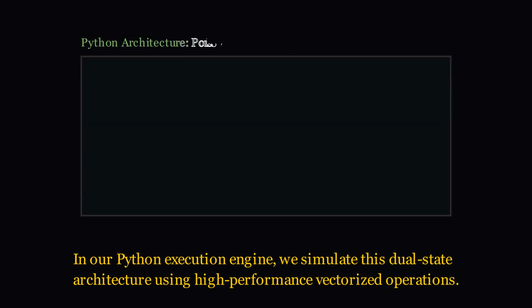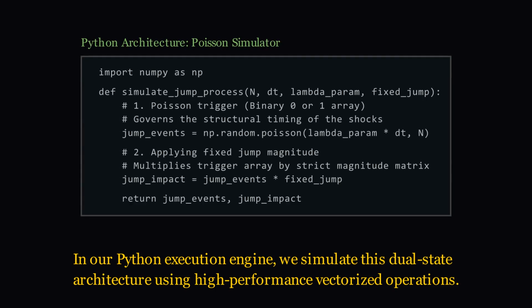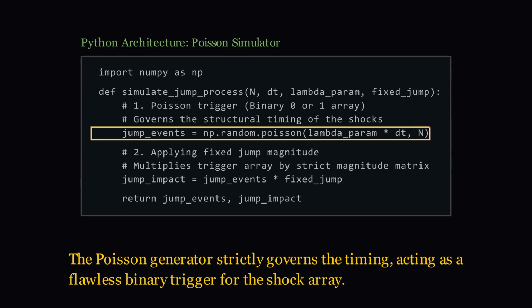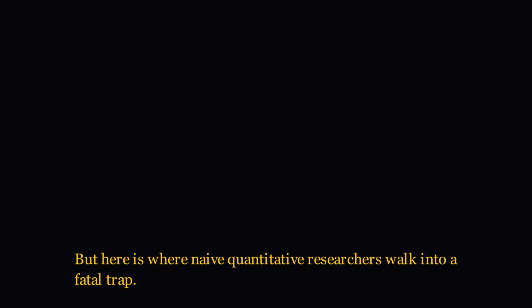In our Python execution engine, we simulate this dual-state architecture using high-performance vectorized operations. The Poisson generator strictly governs the timing, acting as a flawless binary trigger for the shock array. But here is where naive quantitative researchers walk into a fatal trap.